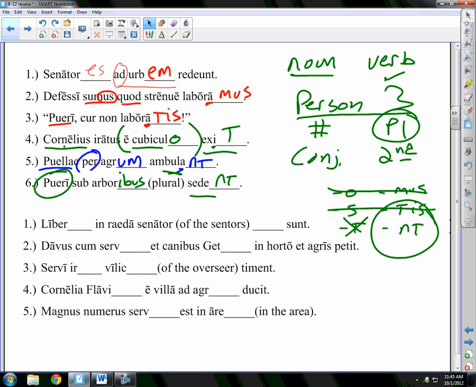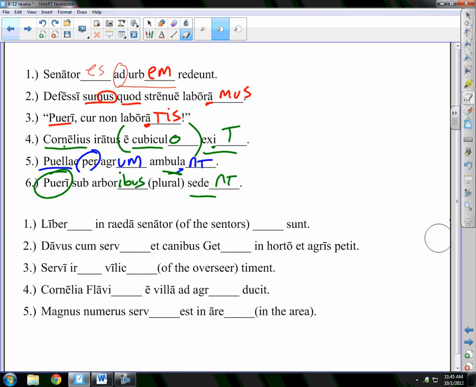If I ask myself the right questions, then I'm going to come up with the right answers, if I'm aware of what the endings are for all of my cases and for my verbs. What questions then do I ask? Well, let's write them up here.